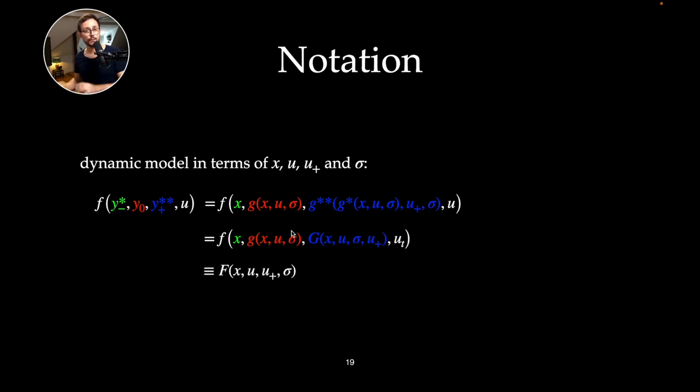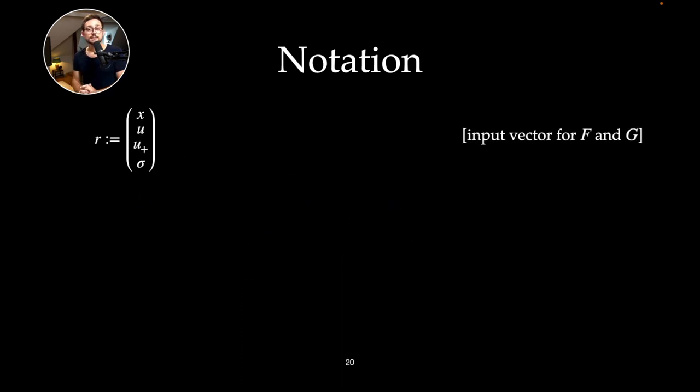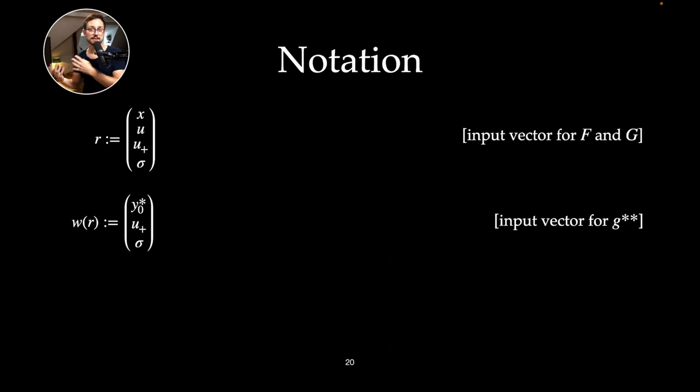All right, so when I plug in this G function, I will use uppercase F to focus really on the model equations, this implicit definition of my model equations in terms of the policy function. Now, what are the input arguments of this uppercase F and this G function? Well, those were x, u, u plus, and sigma. So let me collect that in this vector R. What are the input arguments for my G double star function? That was y t star, u plus, and sigma. And here again, re-expressing this in terms of the policy function, I'm defining this vector w, which is a function of R: x, u, u plus, sigma. This is what we are going to use for the perturbation approach.